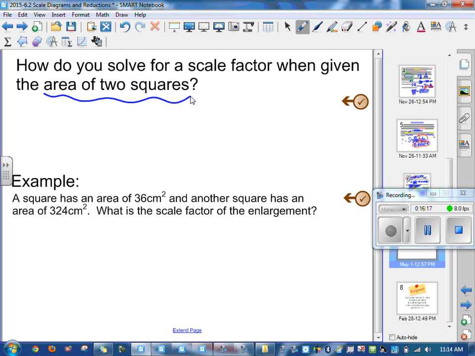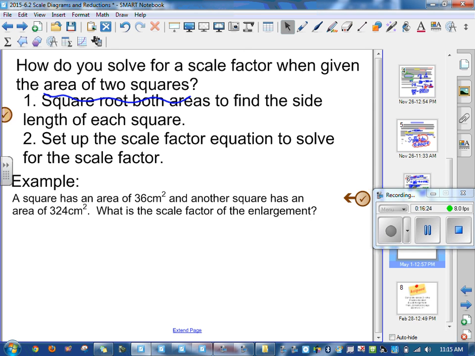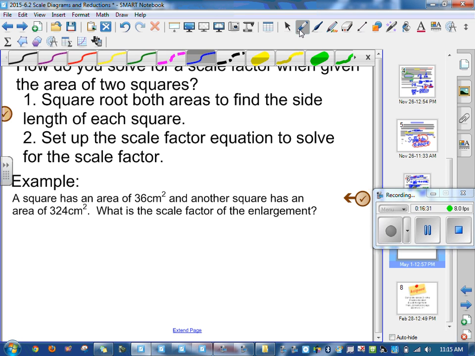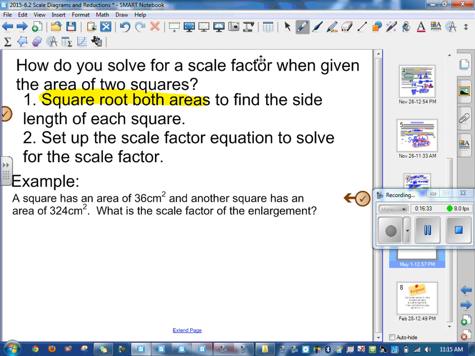So let's see what it tells us to do. Here's our 2 steps. It tells us we square root both areas. Imagine that. So we square root both numbers. And that finds us our side. Okay, that gives us our side length. Then we set up our scale factor equation, or S equals D over A. Then we can use our new numbers, our side lengths, not the areas. So we have to find side first. We can't find area. Okay?